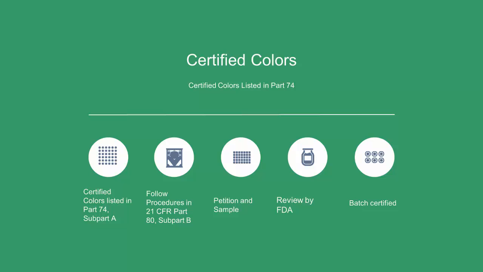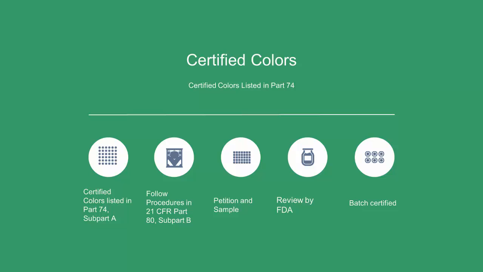So again, look at all of the parts. Look at the parts for color additives that are listed. In particular, make sure you're paying attention to the certified and exempt, but also paying attention to what subpart for food or for other elements. And then for certified colors, look at Part 74 to see if it's listed, and then look at Part 80 for the complete process, including the form letter for petition and the FDA guidance for sampling size.